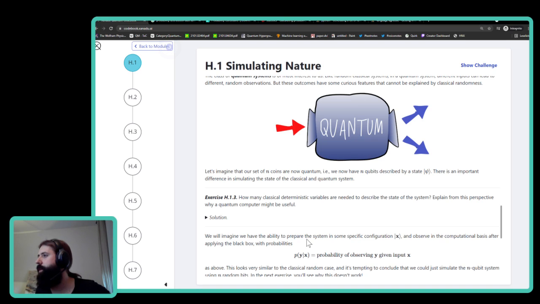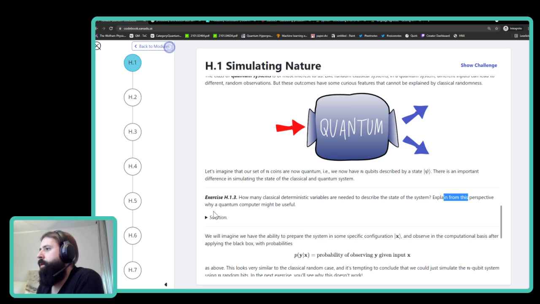So we have n qubits described by a state. Each coin is a state, is a qubit. So here the linear combinations count as states as well. Is that correct? I think so, right? There's an important difference in whether you state that. So from that perspective, why might a quantum computer be useful?